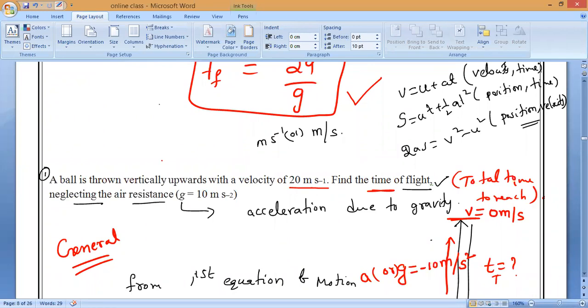Yes, sir. Suppose the body travels 30 meters in the first 10 seconds. Then after 100 seconds, what is the distance traveled by the body? In this situation, we can use the fourth equation.